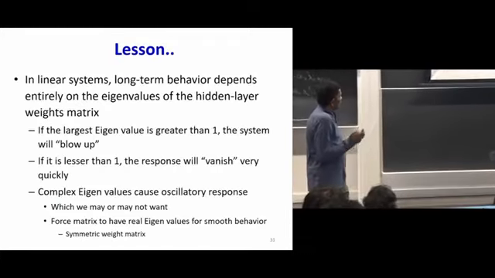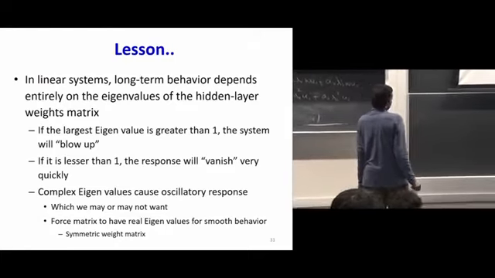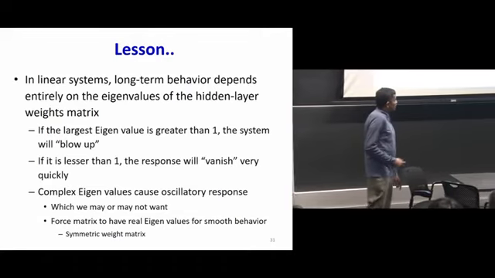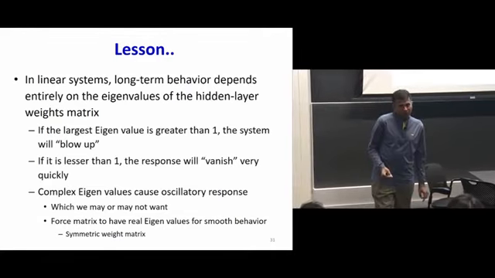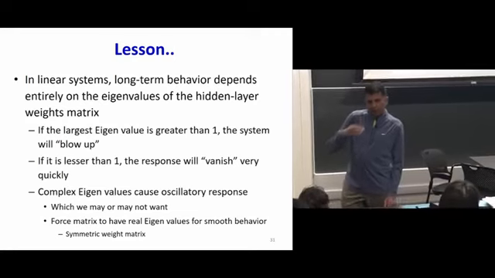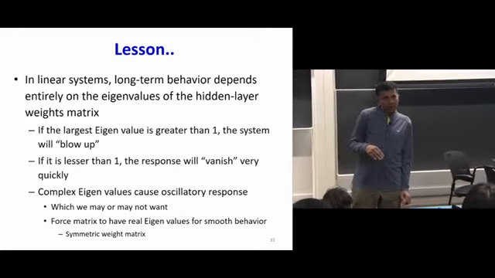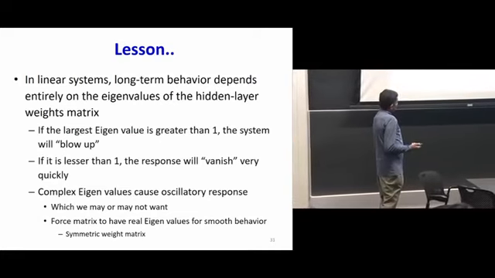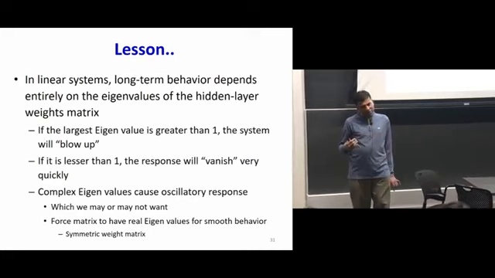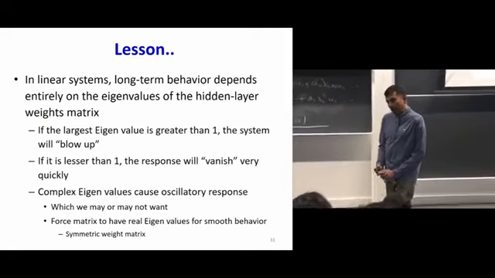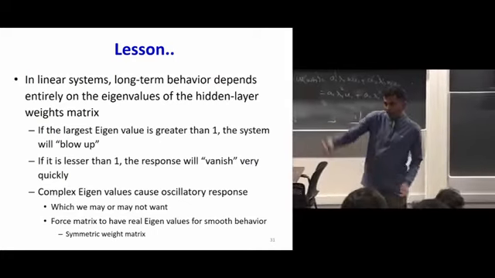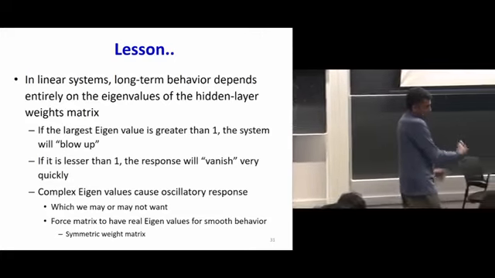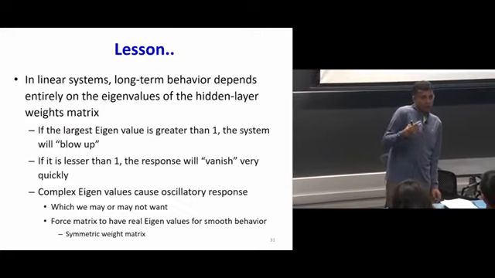Those are real eigenvalues. So in linear systems, long-term behavior depends entirely on the eigenvalues of the hidden layer weights matrix. If the largest eigenvalue is greater than 1, the system will blow up. If it's less than 1, the response will vanish very quickly. And if you have complex eigenvalues, this can cause oscillatory response, which we may or may not want. You can force the matrix to have real eigenvalues if you want smooth behavior, but regardless, the overall behavior is one where everything either goes off to some bad place or everything goes down to some bad place. Neither of which is what we really want.